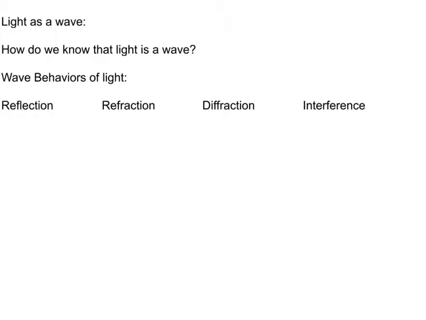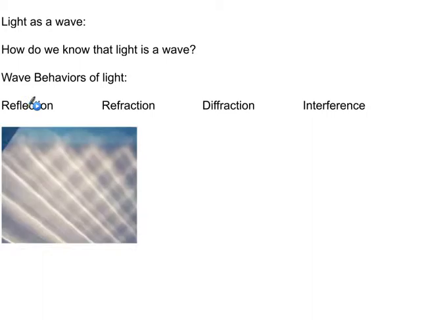So the way we know that light is a wave is that light can do things that waves can do. So one of the things that light can do is it can reflect off of objects, okay? Just like these water waves are reflecting off a surface, so you can see the water waves are coming in from this direction, hitting a surface, and then going off in this direction.